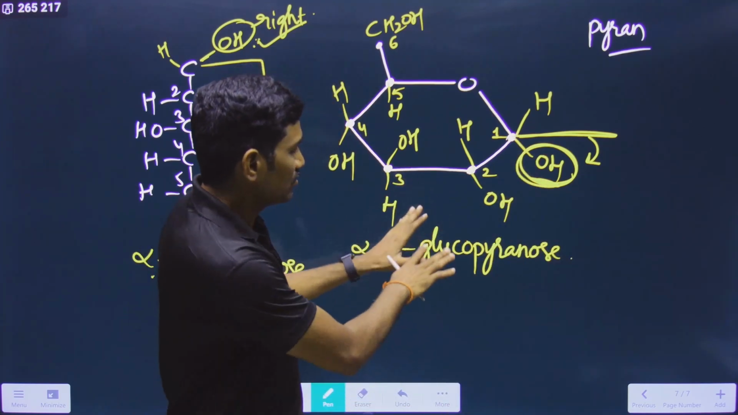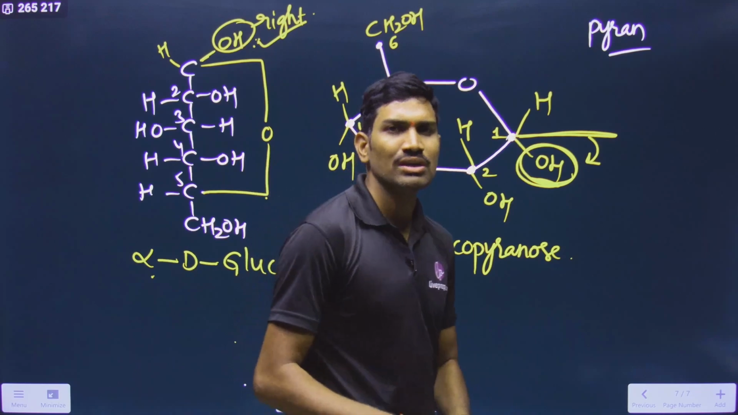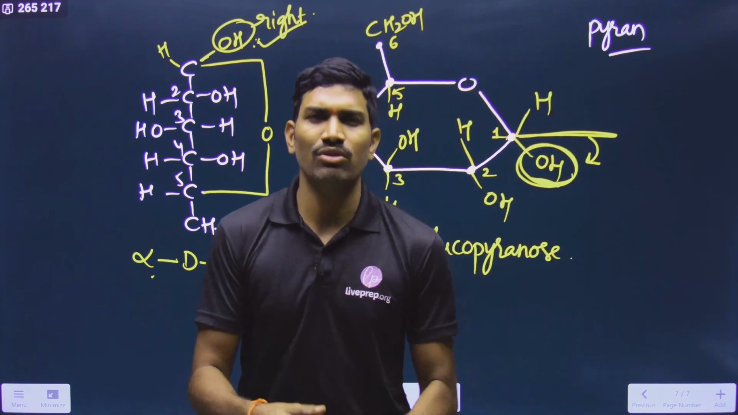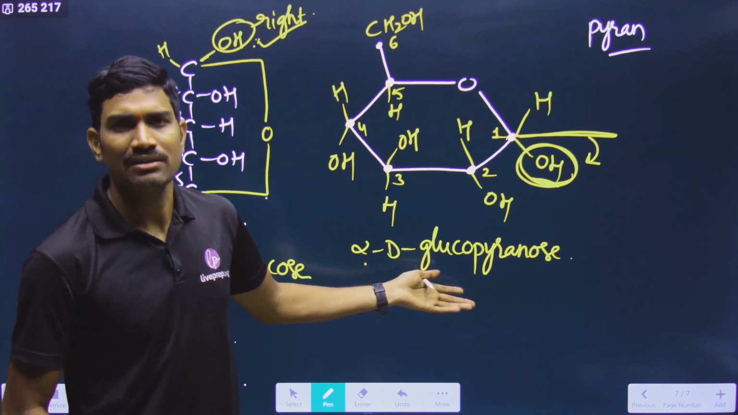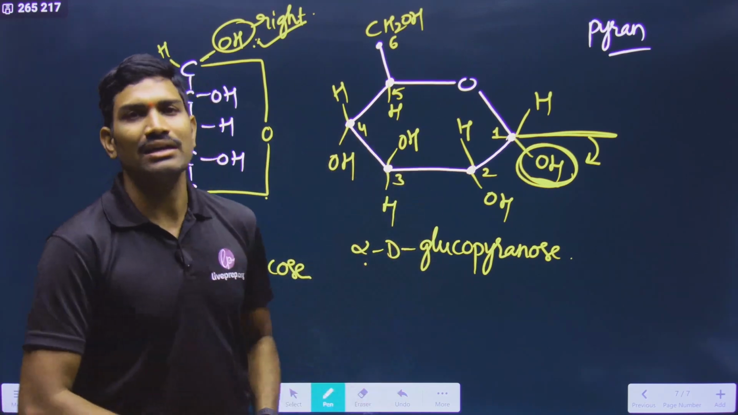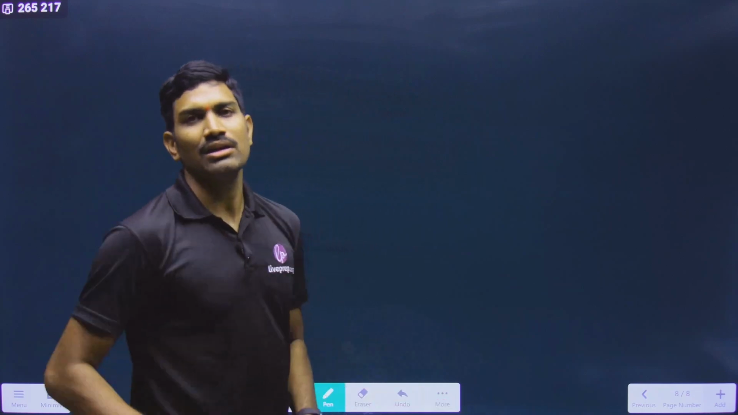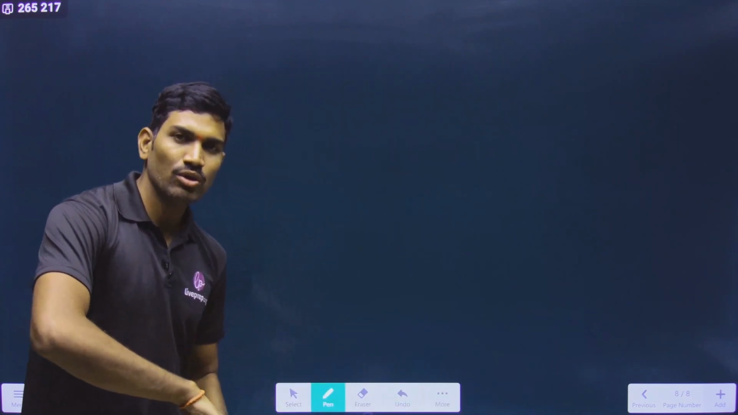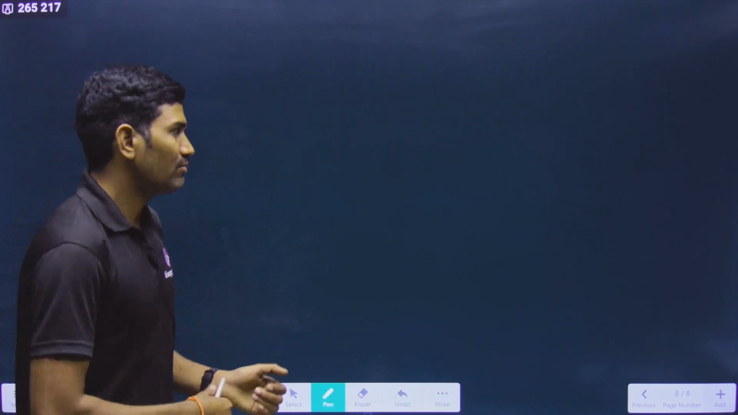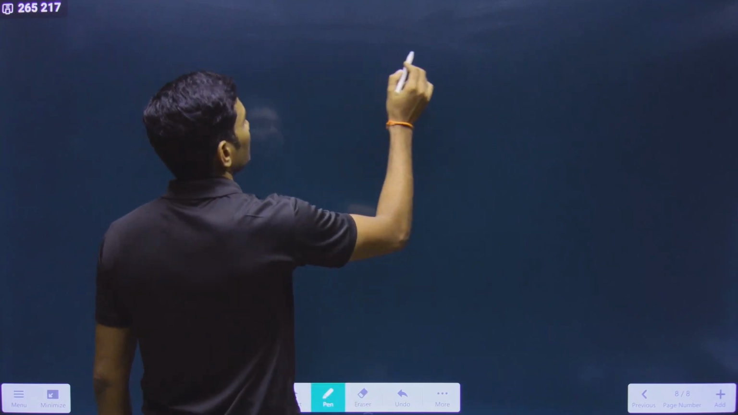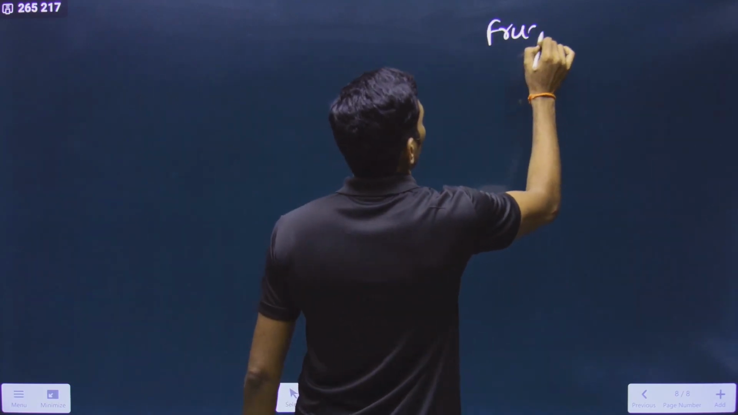In this way, this is the structure with respect to glucose. In the same way you can write for mannose, galactose, for all the structures. If you know one, the remaining also you can write easily. Understood or not? Clear? This is how we are writing for these hexoaldoses. Now we are going to the hexoketoses.